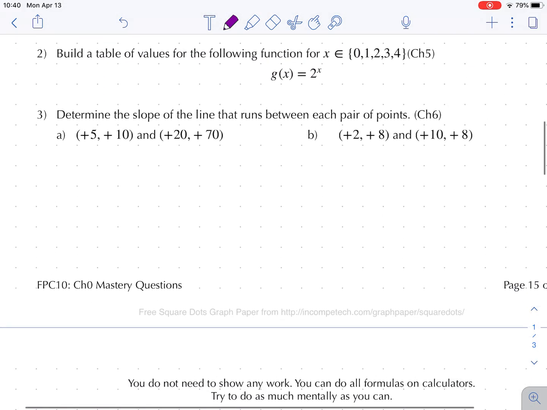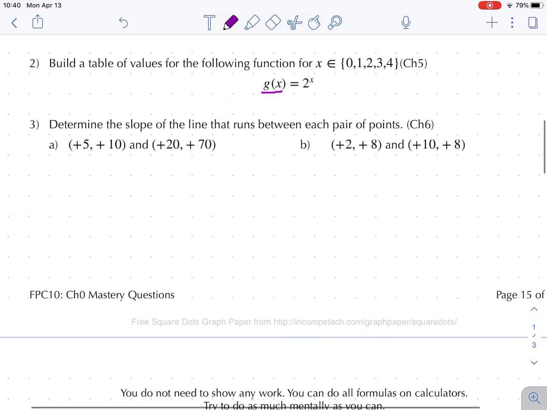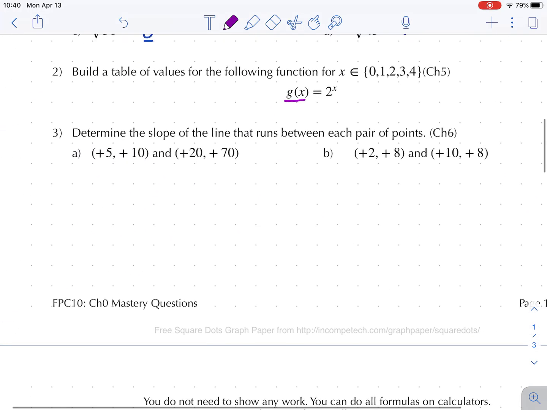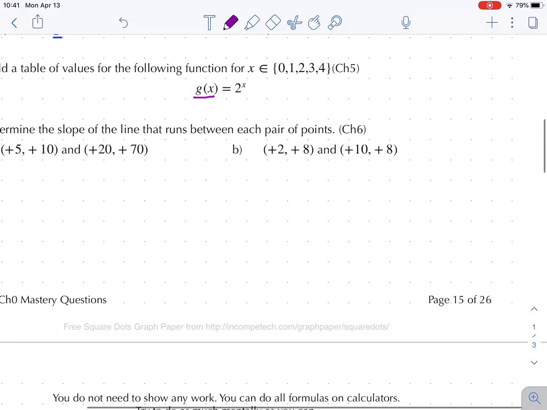Question number 2. Build a table of values for the following function for x is an element of 0, 1, 2, 3, 4. Our function g of x is equal to 2 raised to the power of x. So we'll build a table of values over to the side. One side we'll put x, and the other side we'll put g of x.